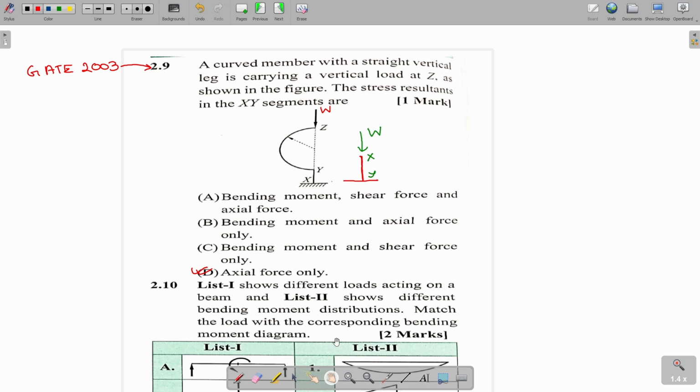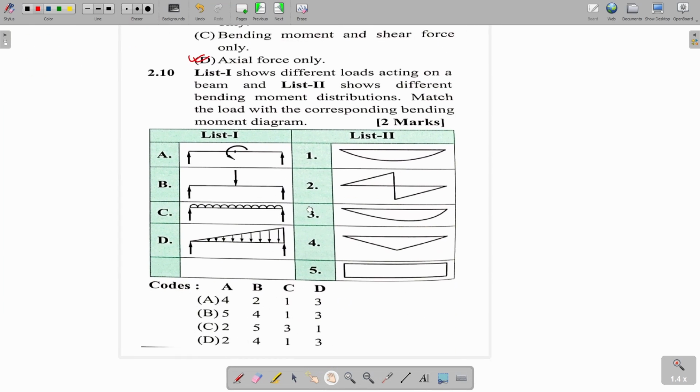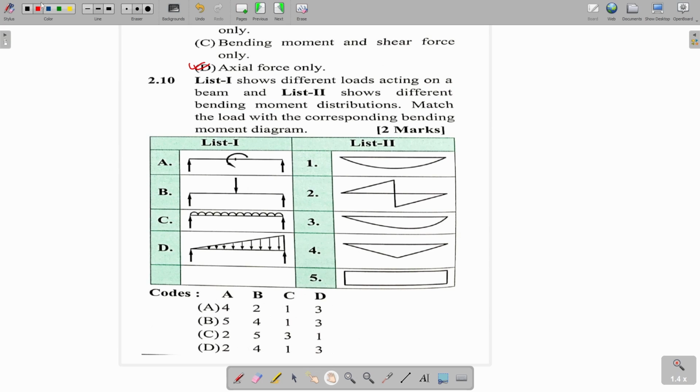Now for the next question, question number 10. Question number 10 is very, very important. This is a must question. Question number 10 is probably the last question in this video. From question number 11 we will do in the next video. Now, this question came in the year GATE 2003.